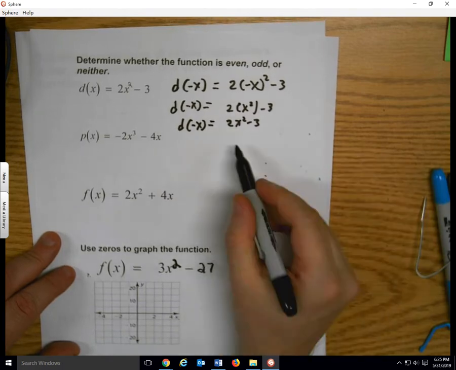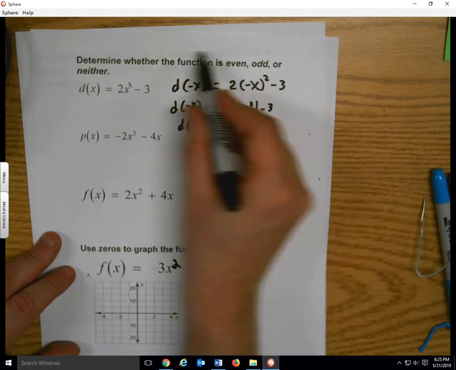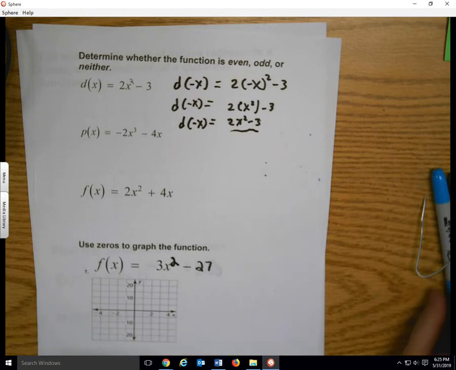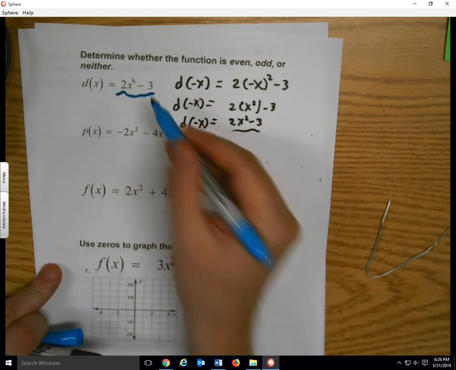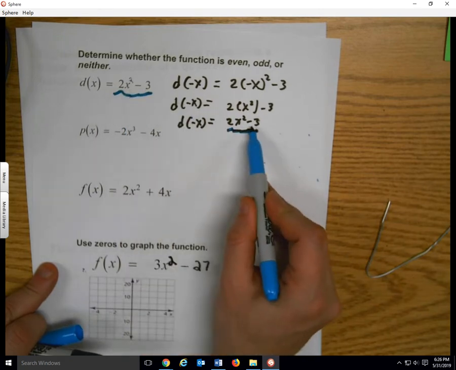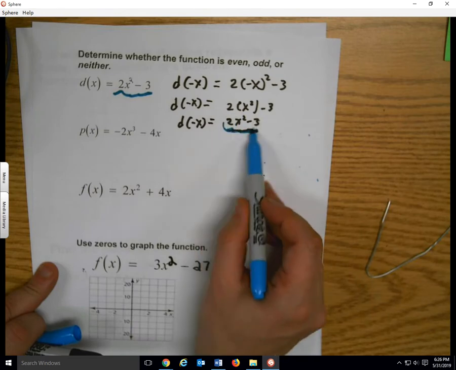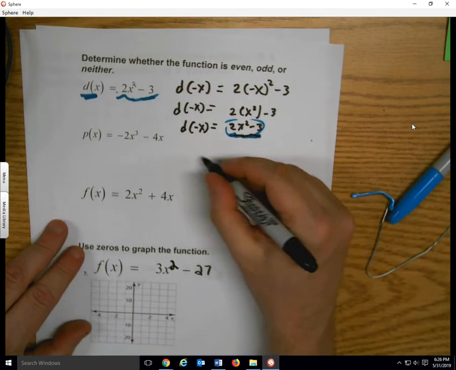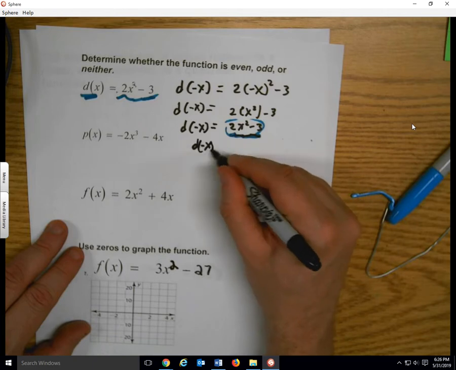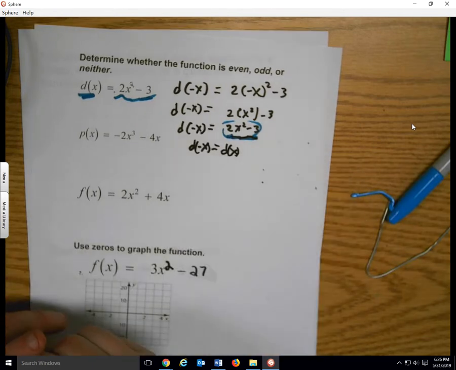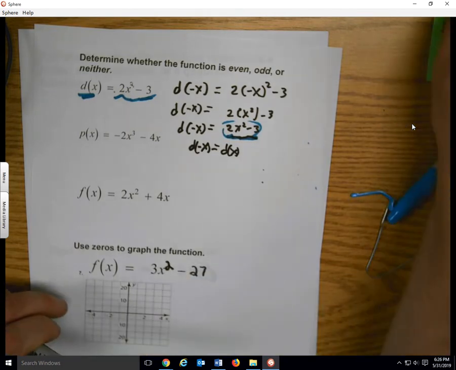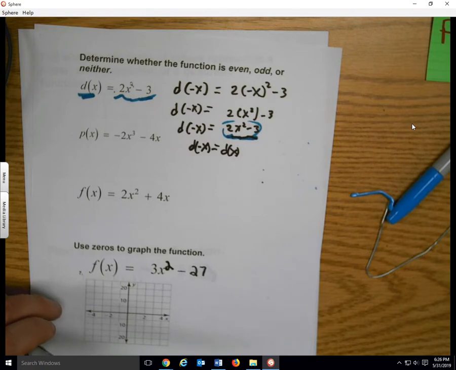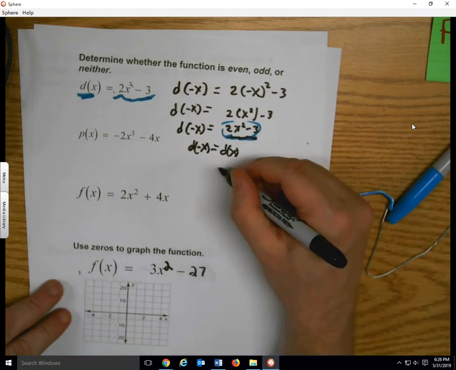Okay, now what you want to do is see if you can substitute this for anything else that was written. And actually, if you look at the very beginning of the problem, we have a 2 x squared minus 3, and we have a 2 x squared minus 3. That means they're the same. So we can substitute this value with what this equals, which is d of x. So we have d of negative x equals d of x. And when you have a negative equaling a positive, that is even.